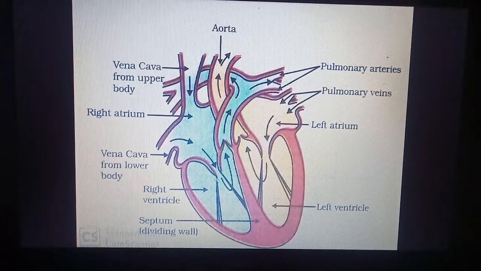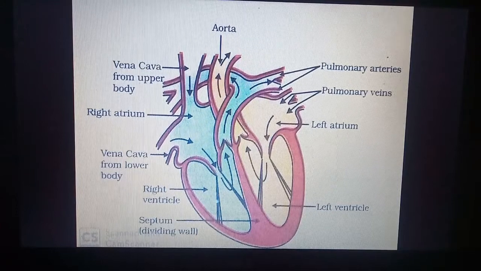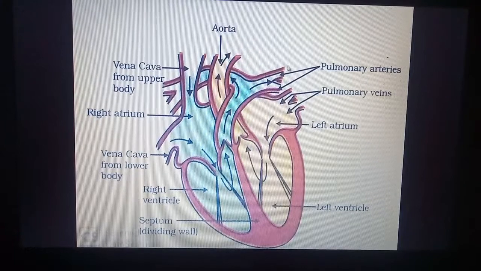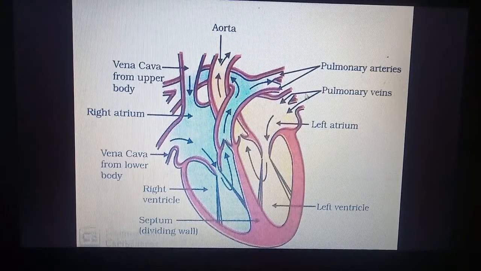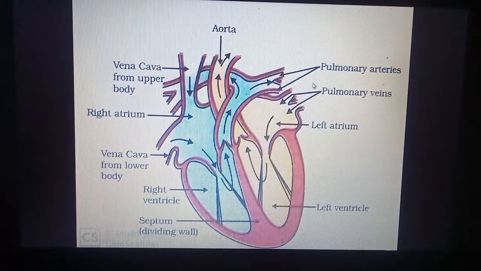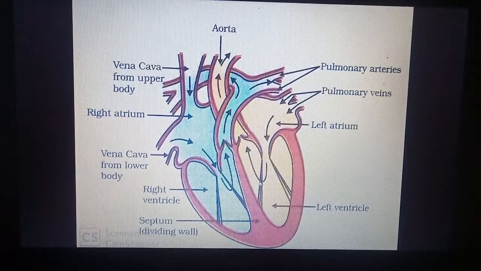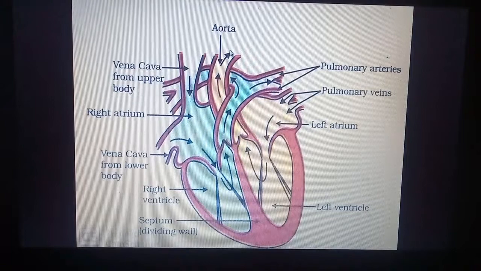As it enters the right ventricle, this valve will close to prevent backflow, and the ventricles will contract, and this blood will be pushed forward into the pulmonary artery, and finally the blood will go to the lungs. In the lungs the blood will be oxygenated, meaning oxygen will be added, and finally it will enter through the left side through pulmonary veins into the left atrium, then the left ventricle, and finally through the aorta it will be distributed to the whole body.